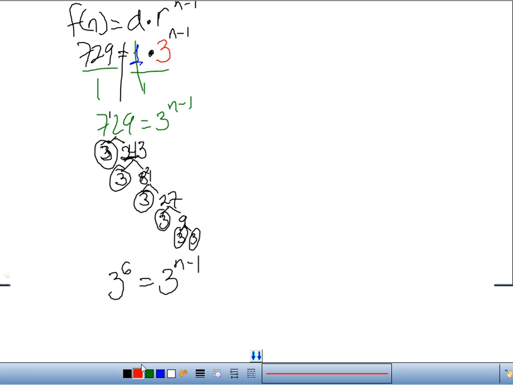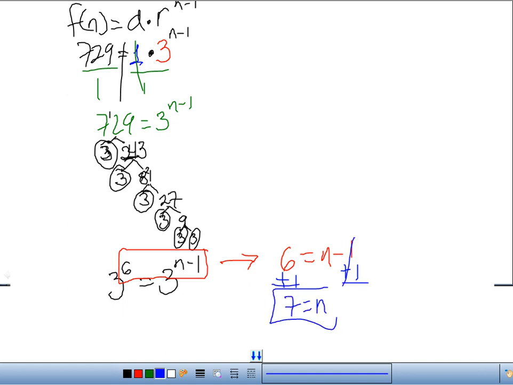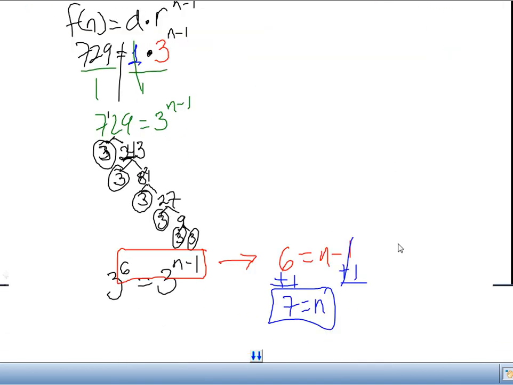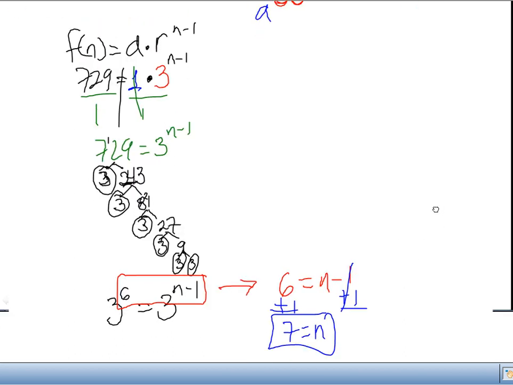So therefore, since they have the same base, what do I need to do to figure out what the term was? Focus on these. Is that correct? So what do I write? 6 equals n minus 1. Therefore, plus 1, plus 1, 7 equals n. So how many terms does this sequence have? It has 7 terms. All right. Show of hands. Well, I can't see you, but just show of hands by yourself. Make it a high five. Bam. All right. So we got this.